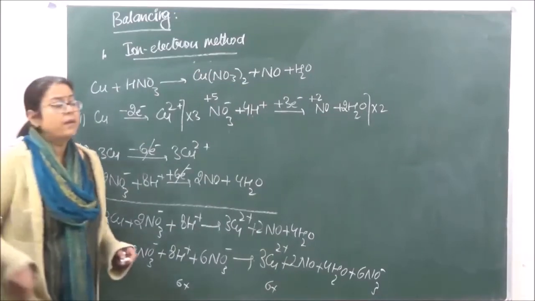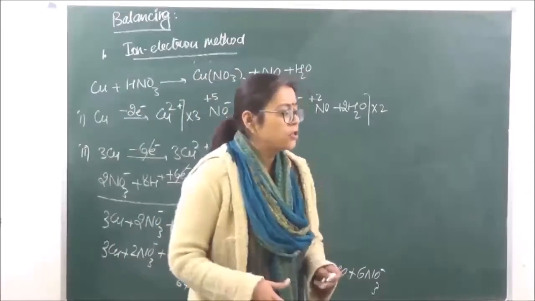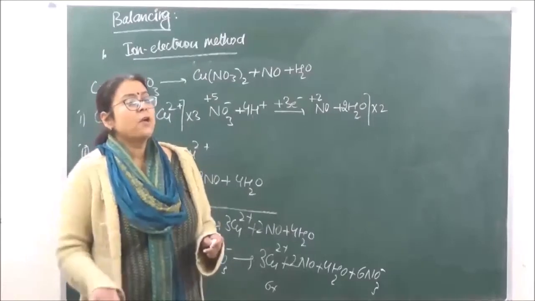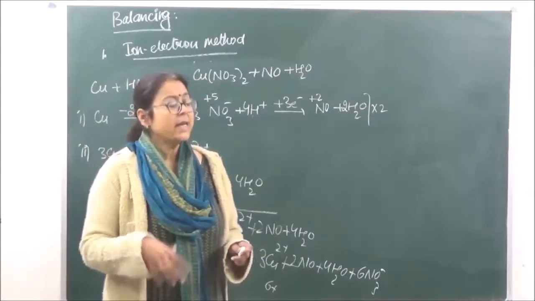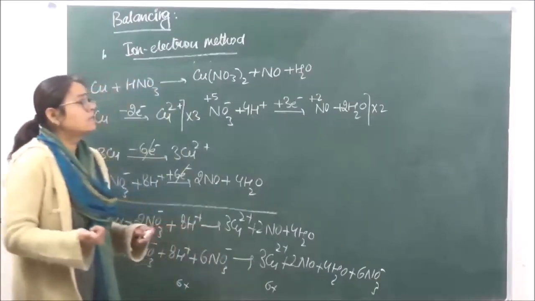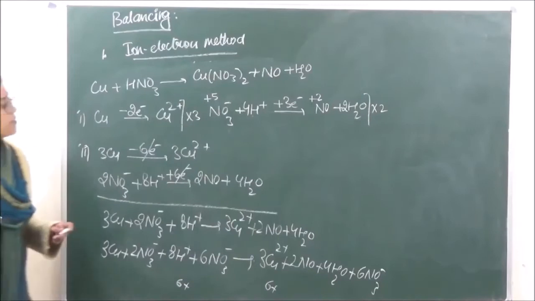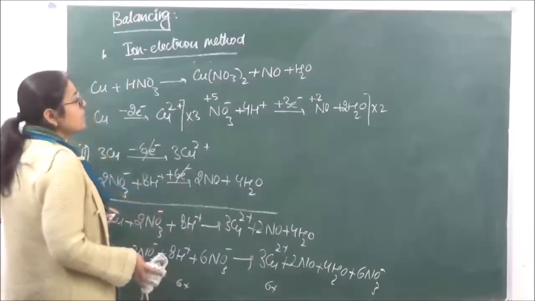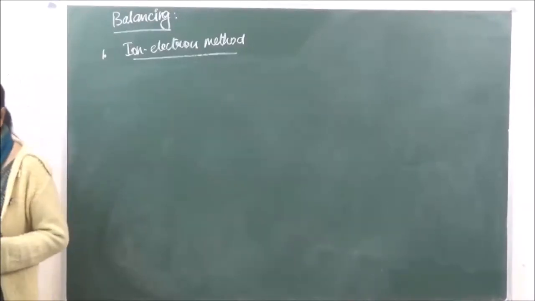Over here, when we are doing the balancing of chemical equations, the reaction may take place in the acidic medium. The reaction may also take place in the alkaline medium. In both the cases, the method of balancing is going to be different. So let's first discuss one in acidic medium and then we will discuss the other in the alkaline medium. Okay, so what is our reaction over here?